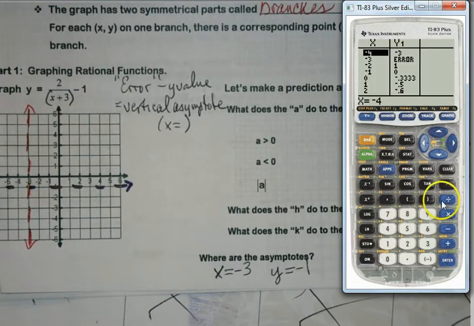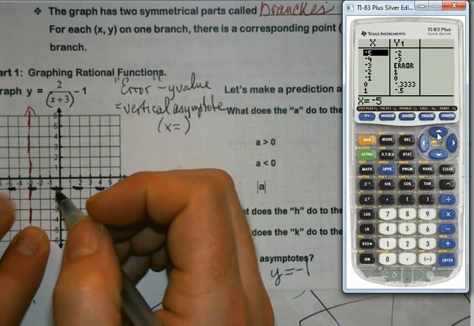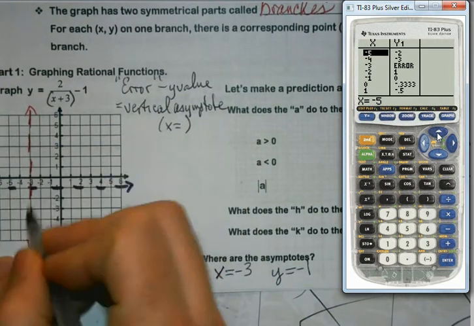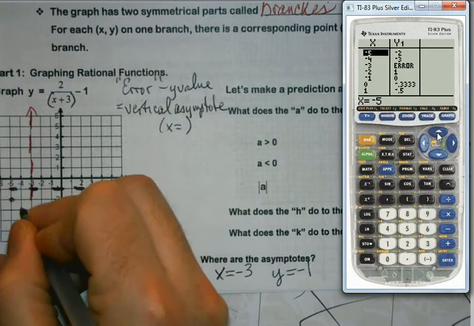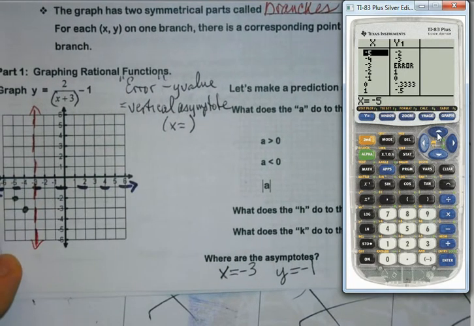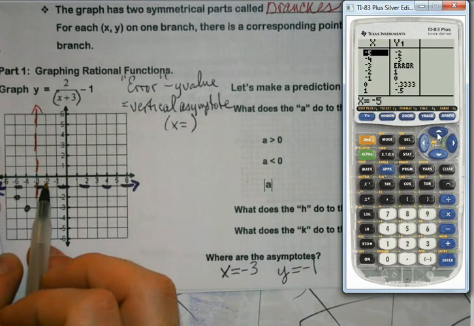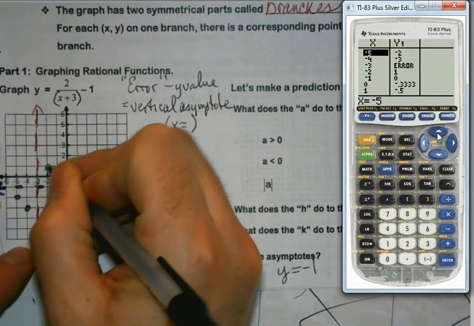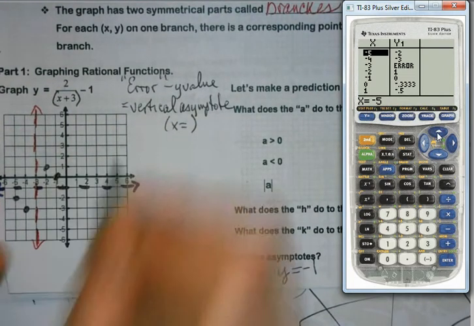So in our case, okay, there's my vertical asymptote at negative 3. I'm going to plot those 2 points to the left. So negative 5, negative 2, and negative 4, negative 3. So we'll get those in. And then on the other side, at negative 2, my value is 1. And at negative 1, my value is 0. And if you want to plot more points, you can.